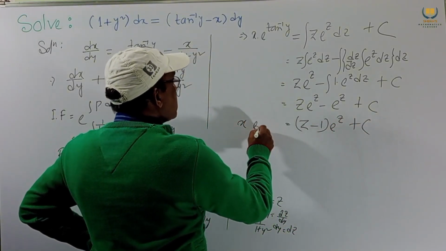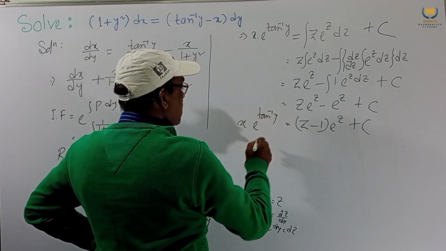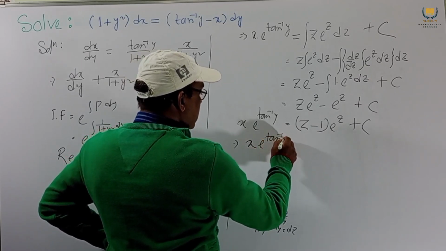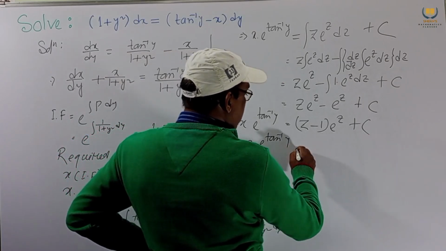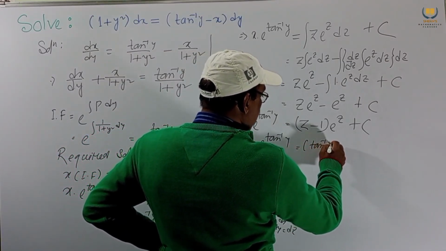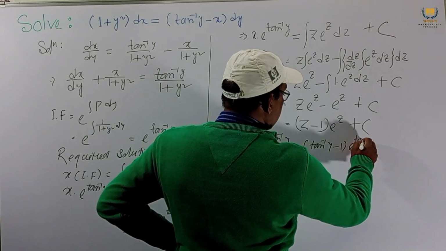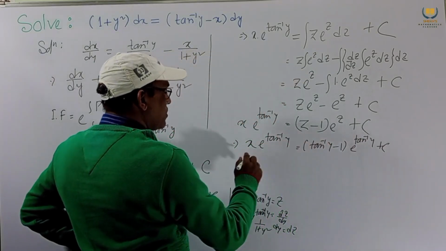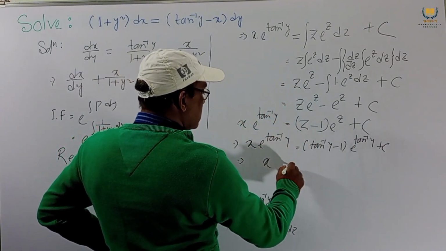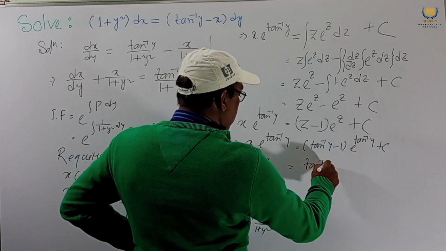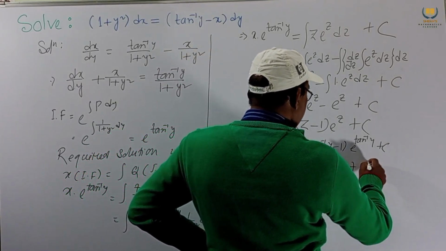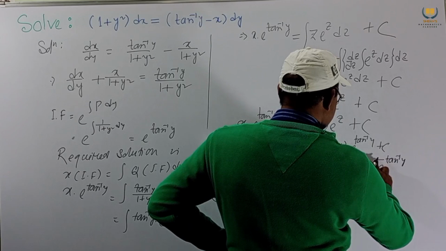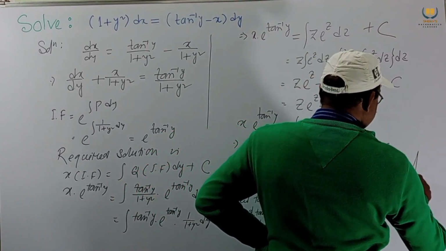and this is x e to the power tan inverse y. Putting the value of z, where z is tan inverse y, we get (tan inverse y minus 1) e to the power tan inverse y plus c. Dividing both sides by e to the power tan inverse y, x equals tan inverse y minus 1 plus c e to the power minus tan inverse y. So this is the final answer.